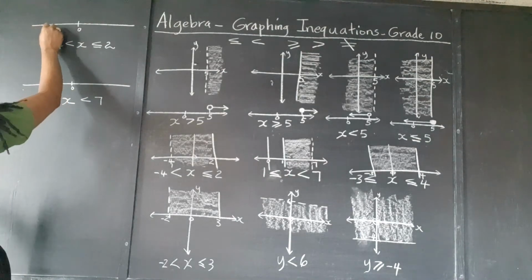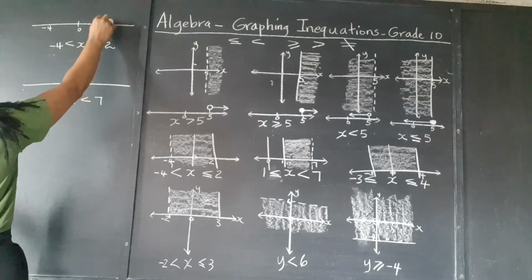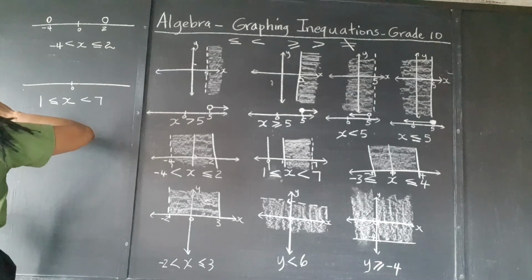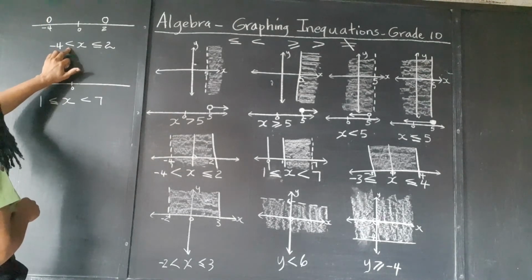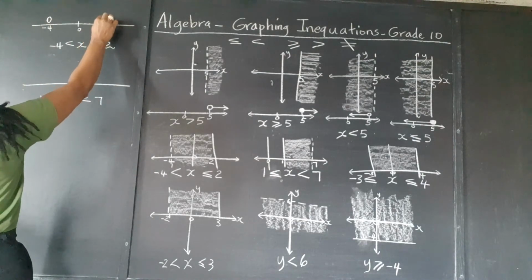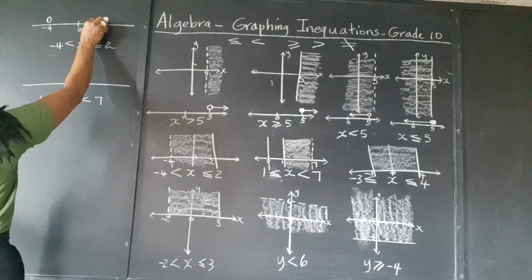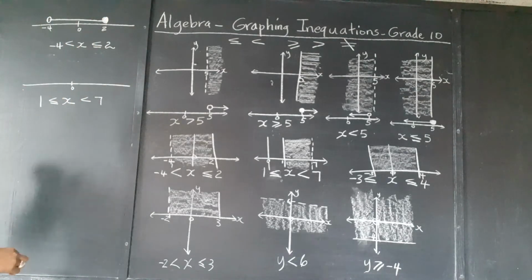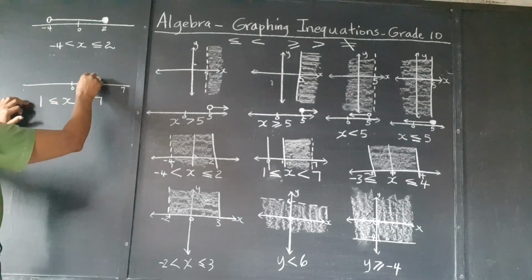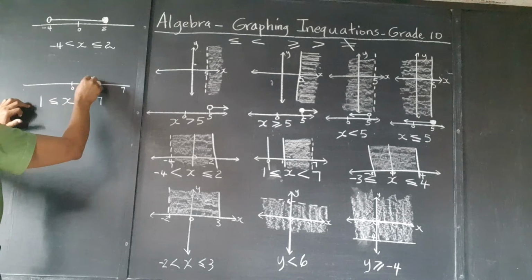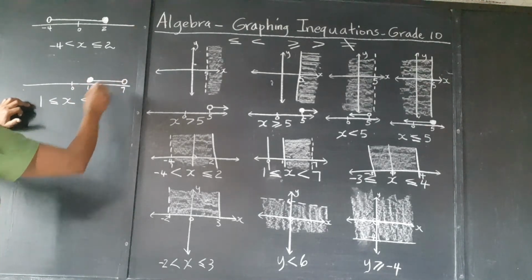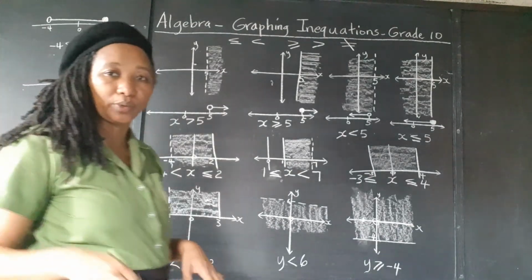On the number line, that's negative 4, that's 2. So we would have our circle there. This is just less than, so we're not going to shade. This is less than or equal to, so we're going to shade this one. And connect them. And so we have 1 and 7, greater than or equal to 1, but just less than 7. Okay? Alright, so that's how we would do that.